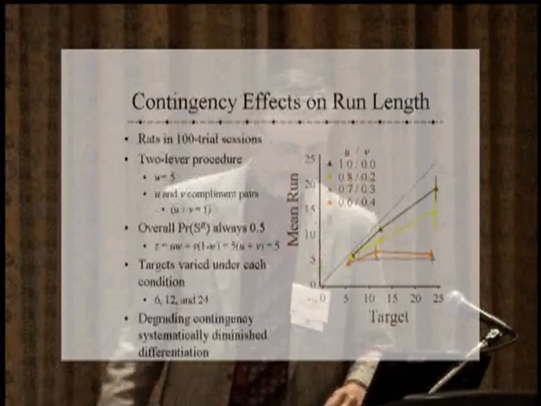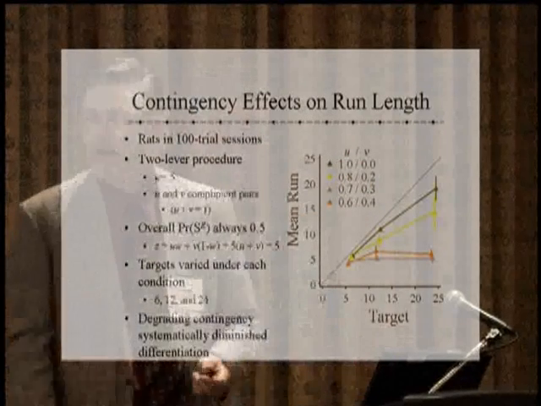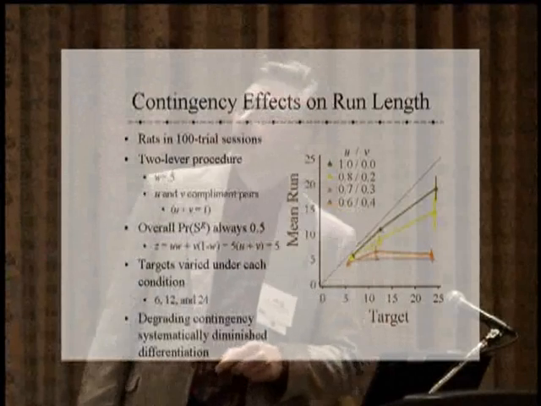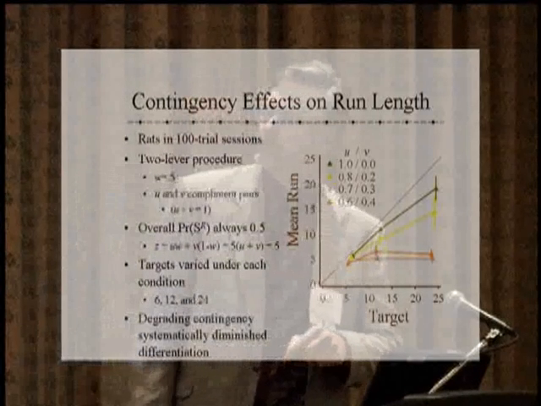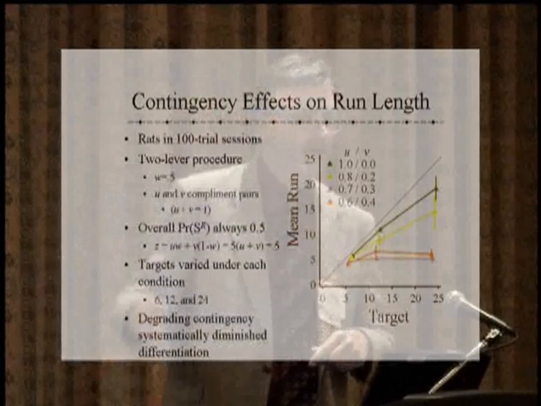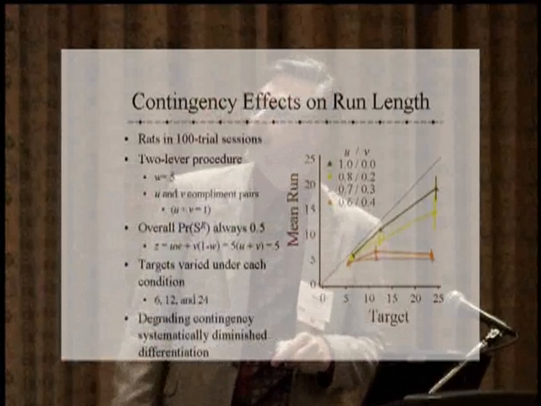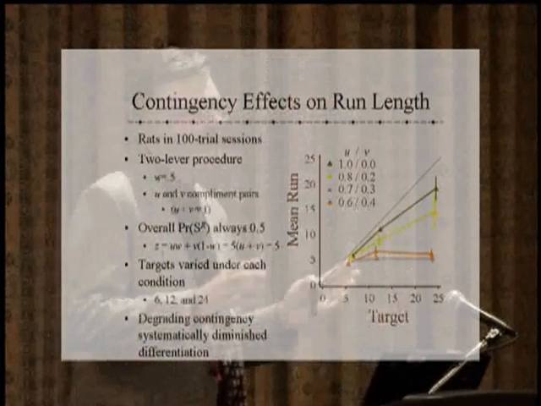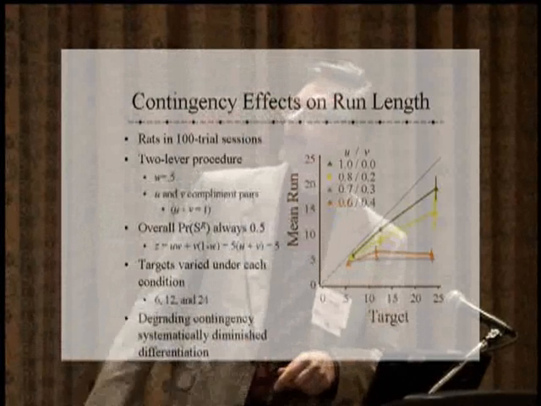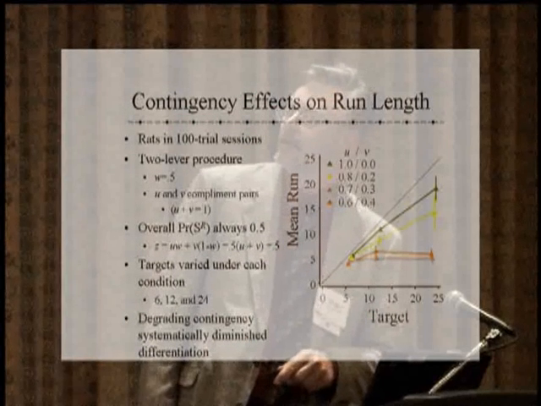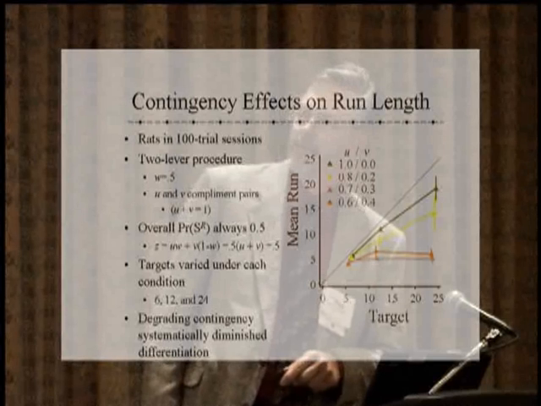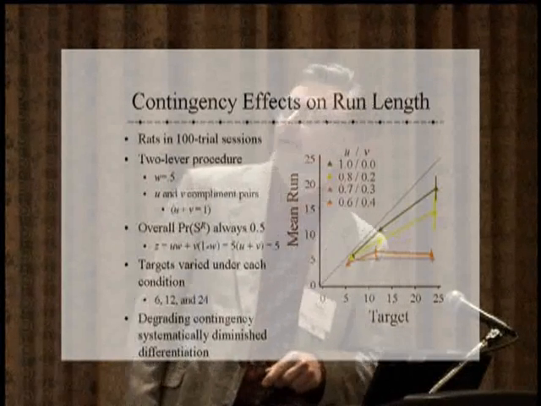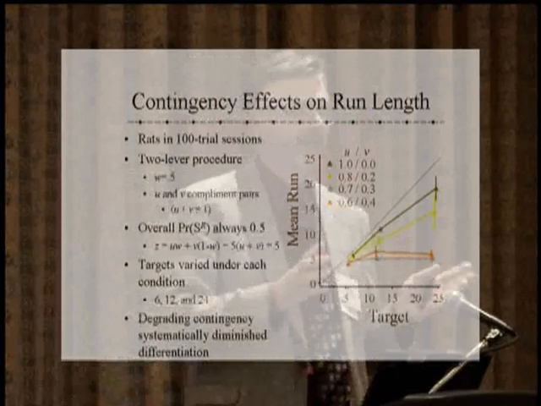And I don't want to go into this in any real detail, except to just show you some data where we looked at contingency effects on run length. This is in that two-lever procedure where W for all conditions here is 0.5. So it's half of the responses closest to the target that are considered criterion. And under different conditions, U and V were manipulated in complementary pairs. U is the probability of reinforcement given a criterion response, V is the probability of reinforcement given a non-criterion response.